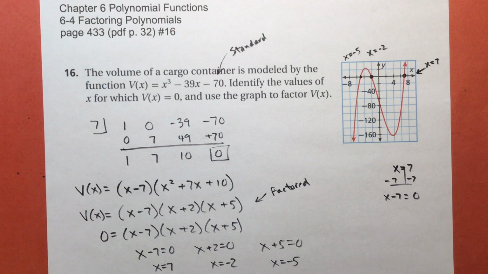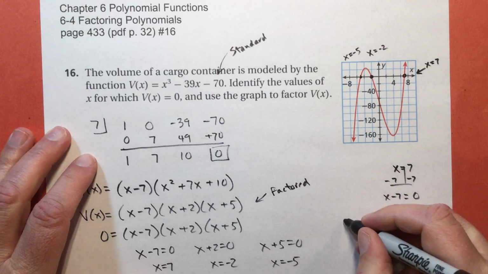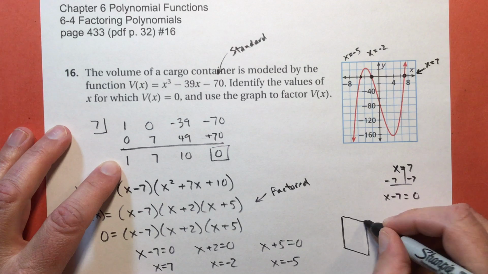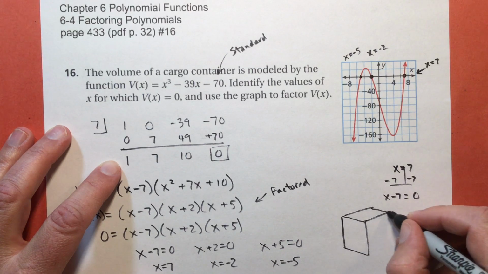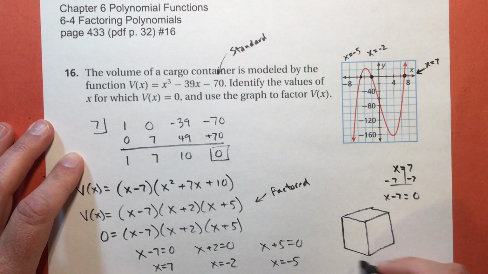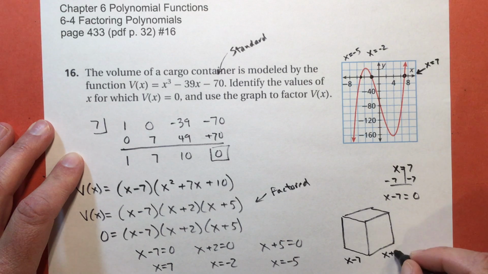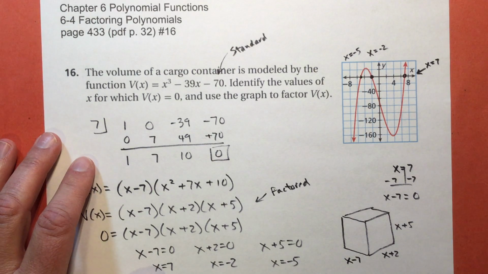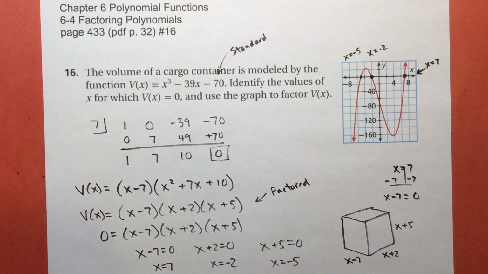And by the way, before I forget, I meant to do this. Hopefully I got space. I have a rectangular prism, a box, as my cargo container. What are the dimensions of this? Well, the length and the width and the height, however it's oriented, it's x minus 7 times x plus 2 times x plus 5. So, for example, if x equaled 10, it would be 3 by 12 by 15. So that's one way of doing it.